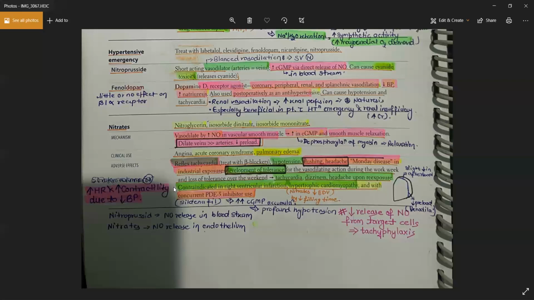We have discussed that nitrates are contraindicated in right ventricular infarction. Can anyone tell me why? Because blood pressure is already low. So they must be contraindicated in the left one also. But why only the right?